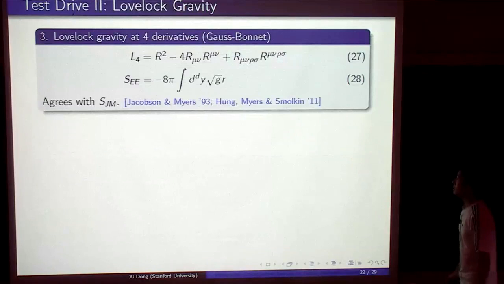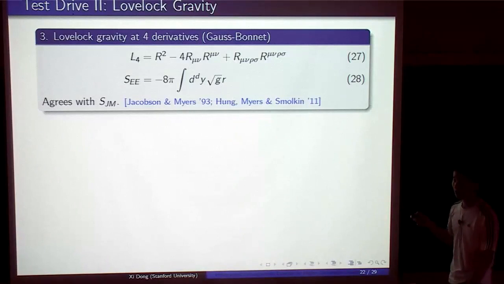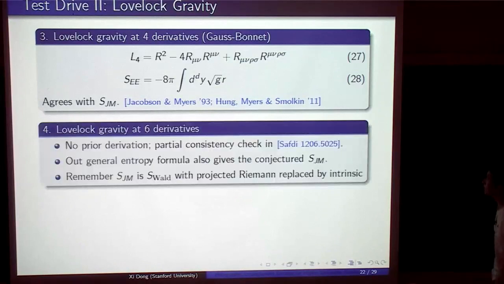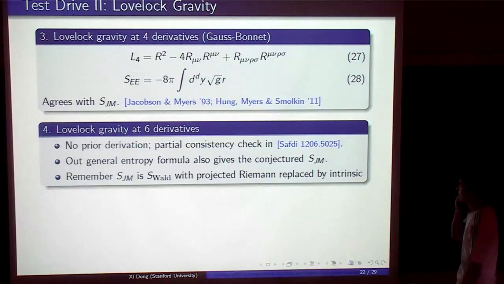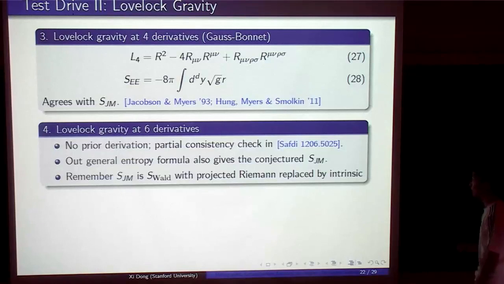So Lovelock gravity at four derivatives, which is also Gauss-Bonnet gravity, is a special example of the previous one, and all the terms sum into terms of the intrinsic curvature of the codimension two surface. It agrees with Jacobson-Myers entropy. At six derivatives, there is no prior derivation for this. There is a conjecture that it might also be Jacobson-Myers, but it's just a conjecture.